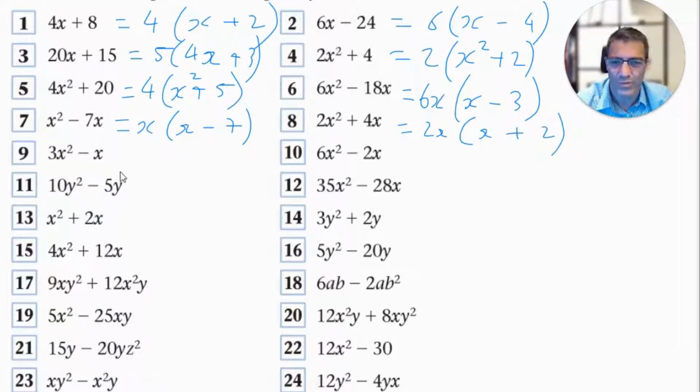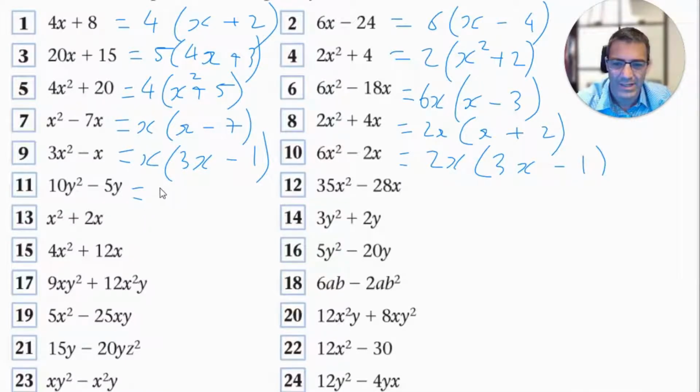I hope you got them right so far. This one here is a little x factor of 3x. A little bit tricky because it's minus 1. 1 times x is x. Okay, this one I see 2x is a factor, so I'm going to take out 2x, and I get 3x minus 1. Same thing again. Now these are getting a little bit trickier, but not too bad. I can take out 5y here. So if I take out 5y, I'm left with 2y minus 1.